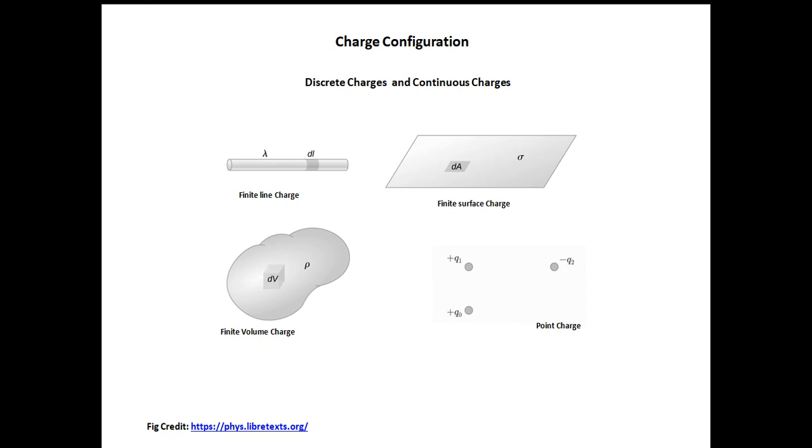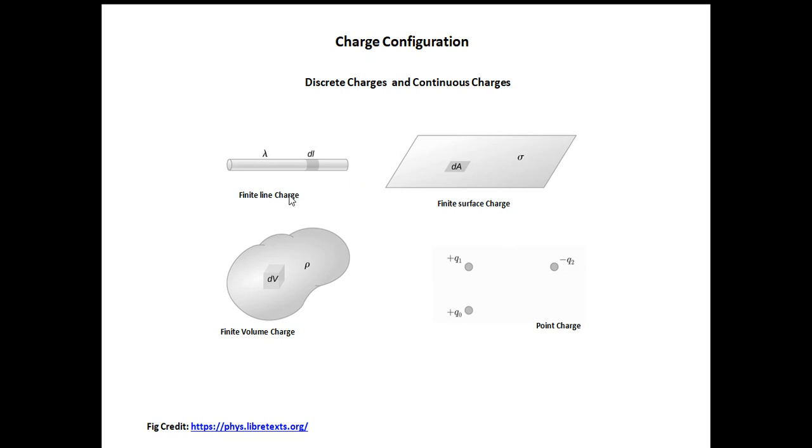Now, if I have point charges like here Q1, Q2, Q3, and this is an assembly, then we call this a discrete charge configuration. If I have something like a line charge, a charge like a line, then I call it a finite line charge, because things will change the moment this charge becomes infinite.